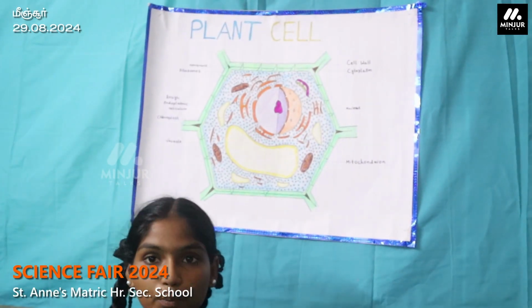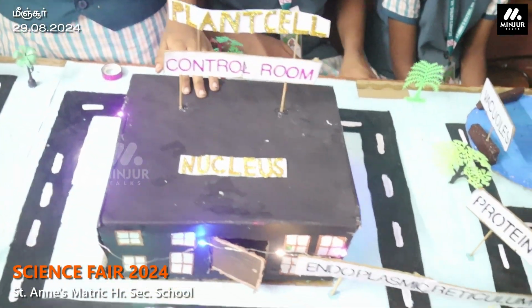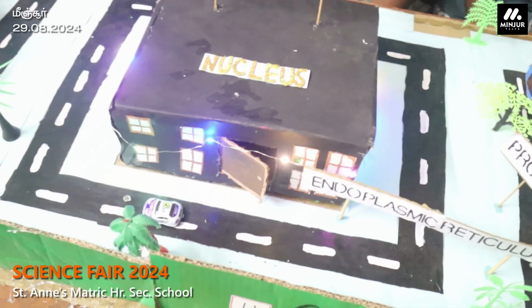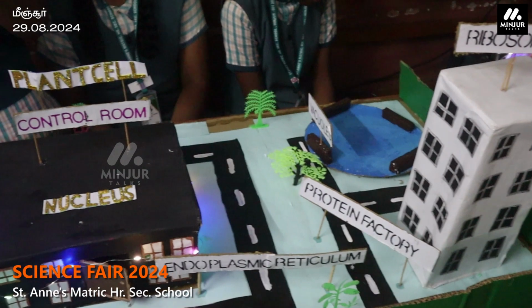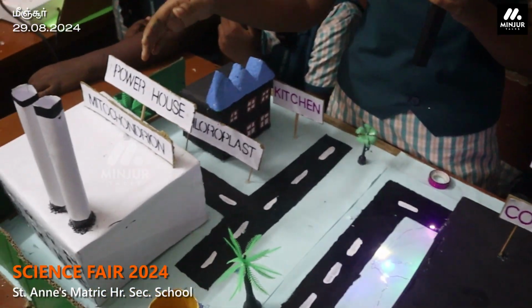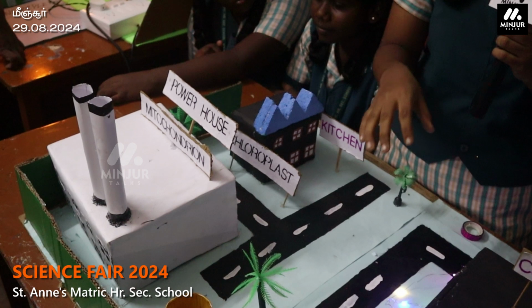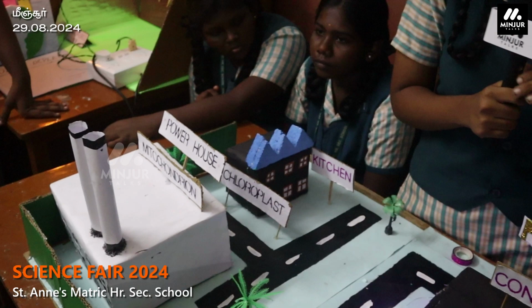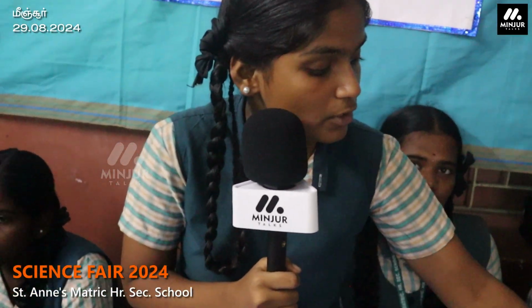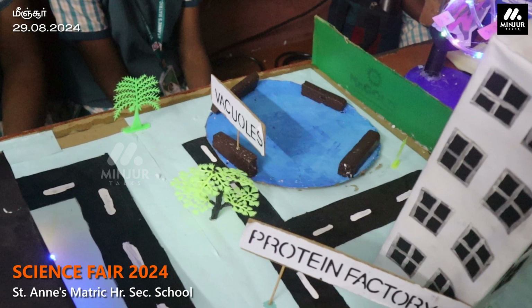Thank you. I'm studying 11th standard. I'm presenting the plant cell, and we projected it with building blocks. In the center is the nucleus, the control room of the plant cell, and second is the ribosome, a protein factory which produces protein for the plant cell. The powerhouse produces the energy for the plant cell, and we projected the chloroplast as a kitchen which converts energy. Last, we presented the vacuoles as swimming pools which store the water in the plant cell. Thank you.